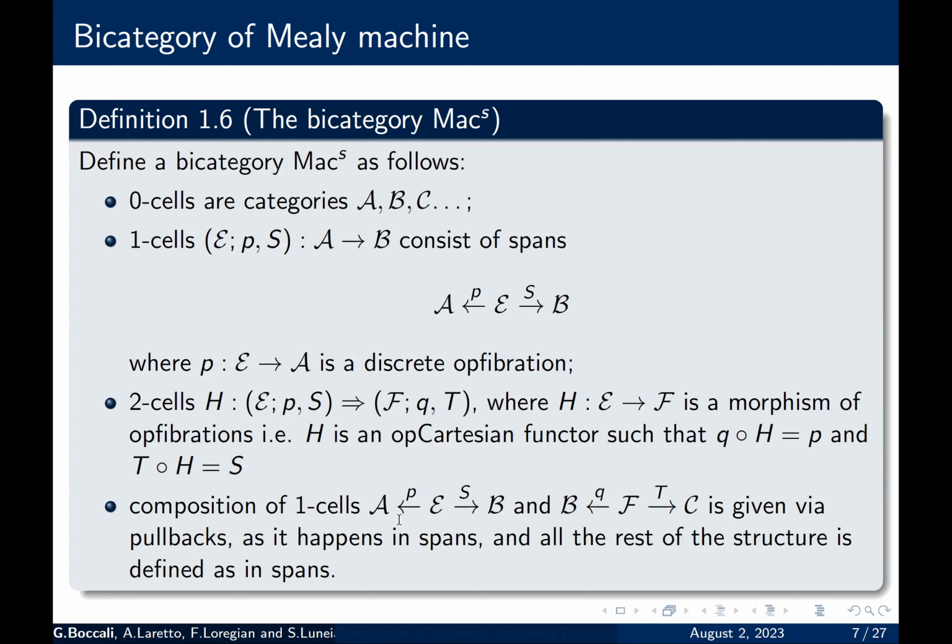Interestingly, Guitart came up with a very different notion of bicategory of machines. Here we are considering what is sketched as the bicategory of machines with input and output in categories. I have to say that his spelling of the definition is rather obscure, and so we had to reconstruct what we believe he had in mind. But nonetheless, the bicategory MAC-S, the one defined by Guitart, is this one. Zero cells are categories. One cells are spans of this form where P is a discrete op-fibration, and two cells are morphisms of op-fibrations, i.e. op-Cartesian functors, such that the obvious triangle commutes. Composition, as it happens in spans, is defined with pullbacks.